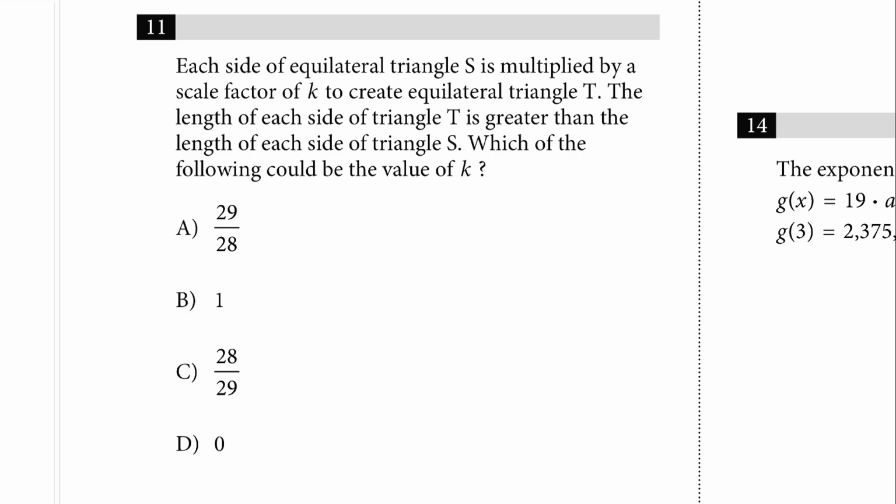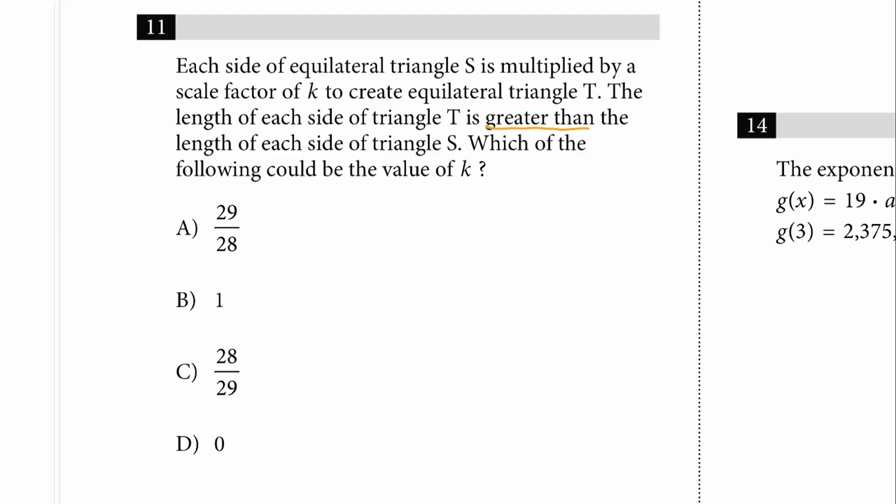Okay, this one here: each side of an equilateral triangle S is multiplied by a scale factor of k to create equilateral triangle T. The length of each side of triangle T is greater than the length of each side of triangle S. Which of the following could be the value of k?